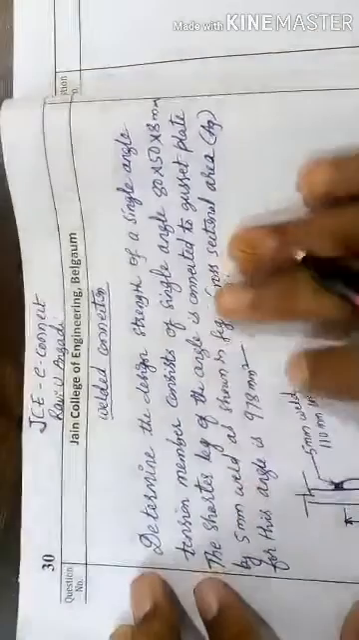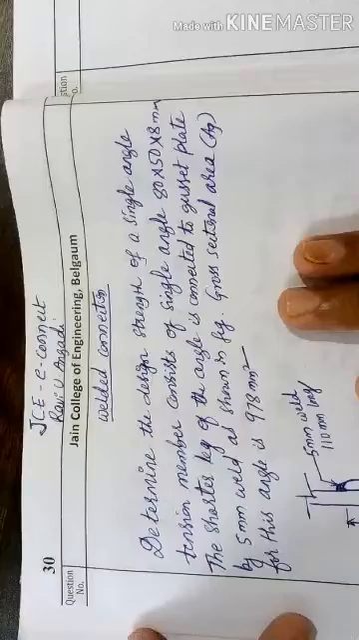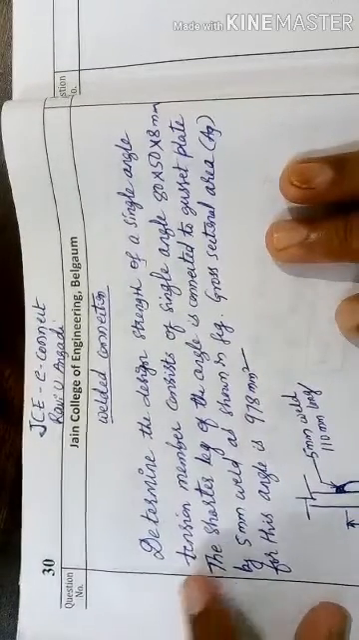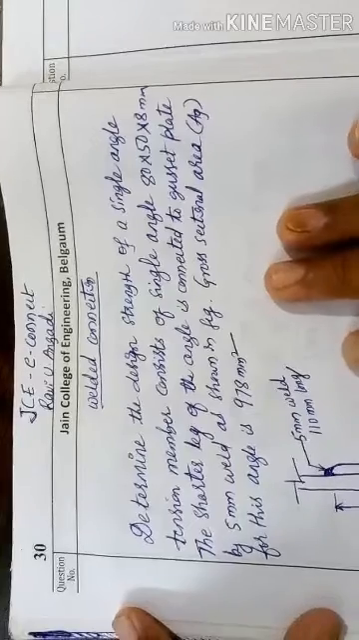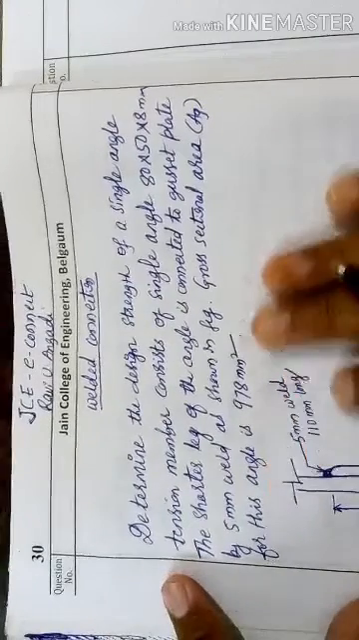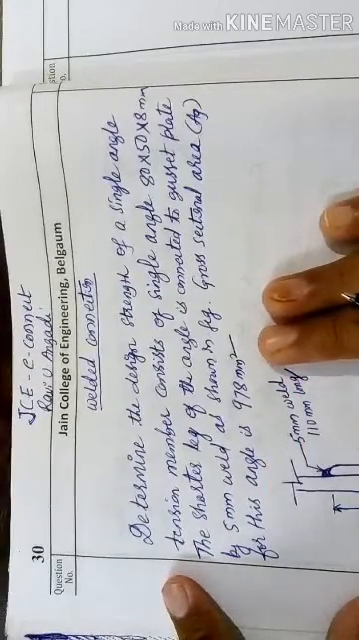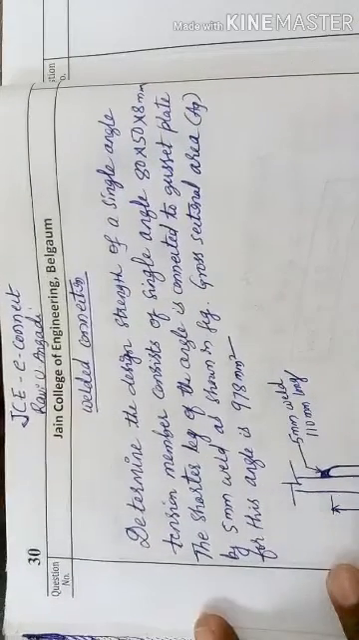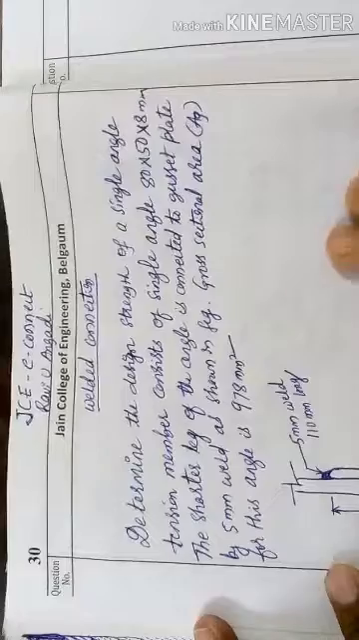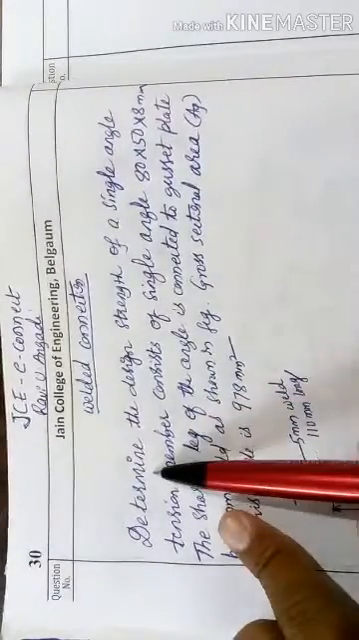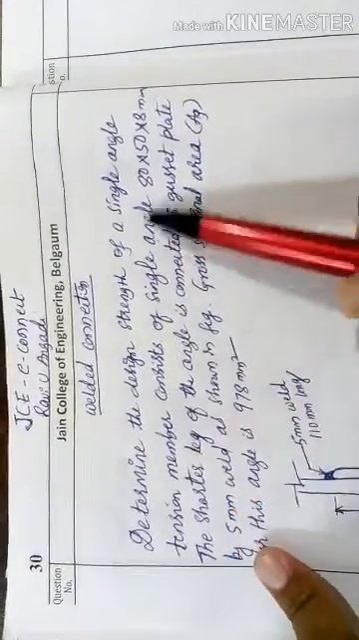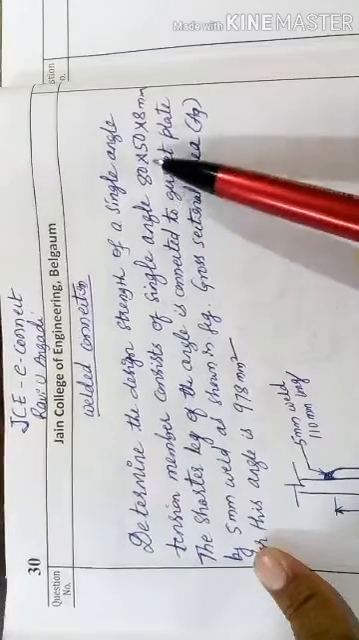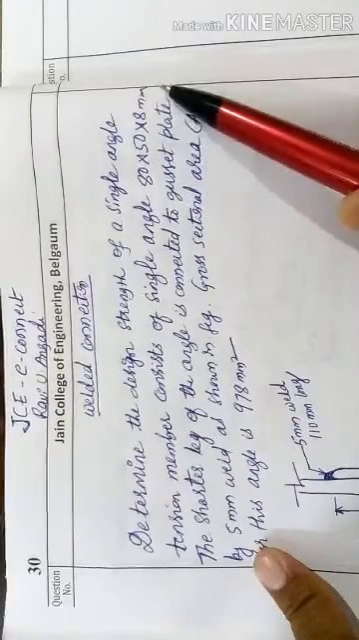So again in this particular lecture I'll be continuing with the welded connection, that is the tension members, design of tension members. In the previous lecture also I solved one problem, where the single angle was connected to the gusset plate. Here is one more problem, again the single angle connected to the gusset plate. The problem is given as: determine the design strength of a single angle tension member consisting of a single angle 80 by 50 by 8 mm.